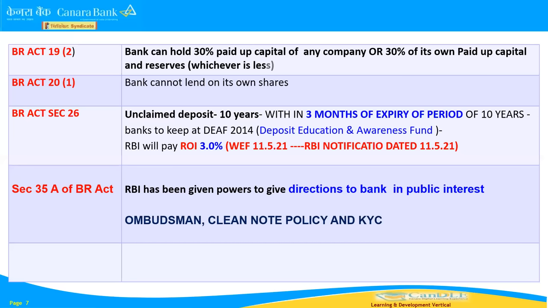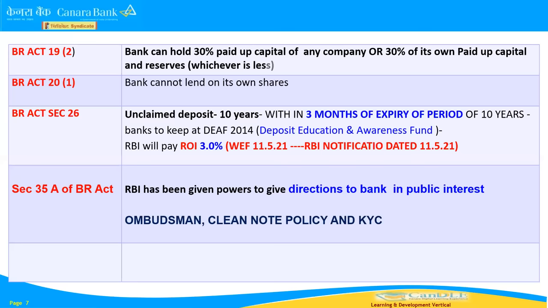Second one, whether a bank can lend on its own shares. If you have Canara Bank shares, can you go to Canara Bank and take a loan? You cannot. Why? Because the Banking Regulation Act, Section 20(1), has told all banks that banks cannot lend on their own shares. If Section 20 were removed, then you could keep Canara Bank shares and take a loan in Canara Bank also. This is what 19(2) and 20 say.